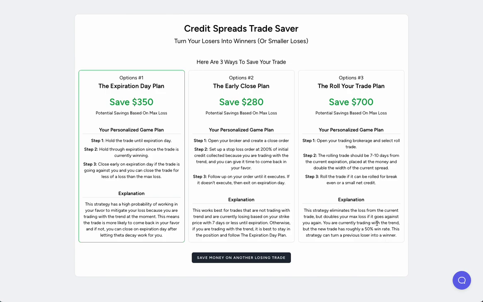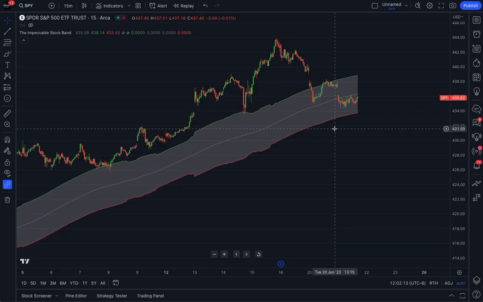So you are currently trading with the trend. This new trade has roughly a 50% win rate. This strategy can turn a previous loser into a winner. So let me walk you through these specifics. Again, you're going to essentially roll this trade out, and let me walk you through what this looks like.